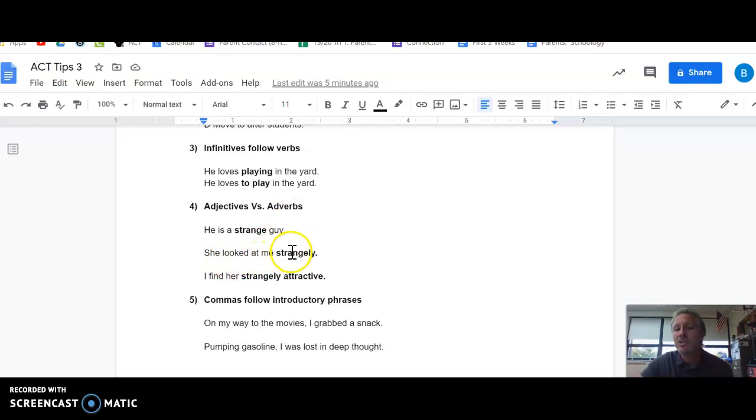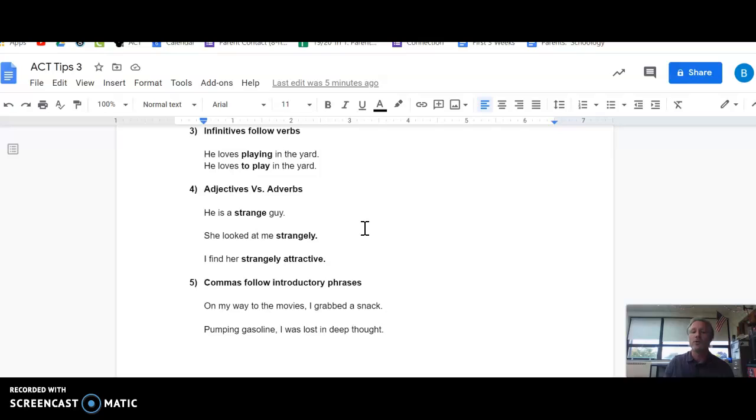It says she looked at me strangely. Now here it's an adverb, and it's modifying the verb looked. How did she look at me? She looked at me strangely. But the other thing, and this is what ACT will look for, I find her strangely attractive. Adverbs modify adjectives sometimes as well. All right, so look out for that. It's not going to be, I find her strange attractive. I find her strangely attractive.